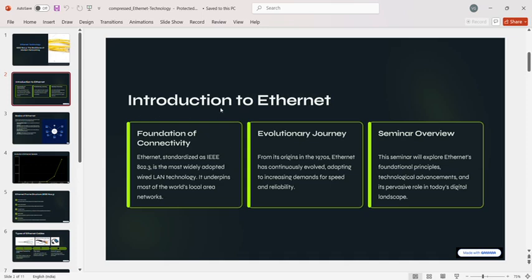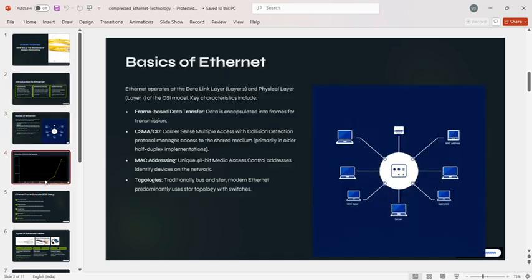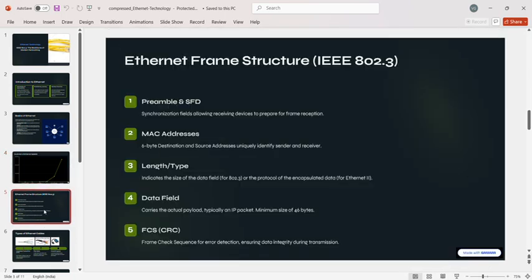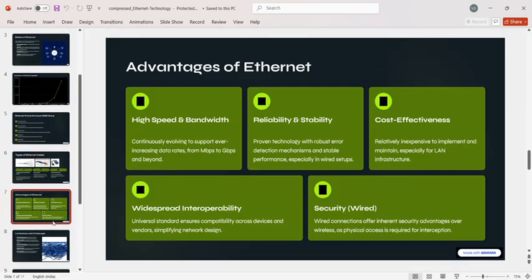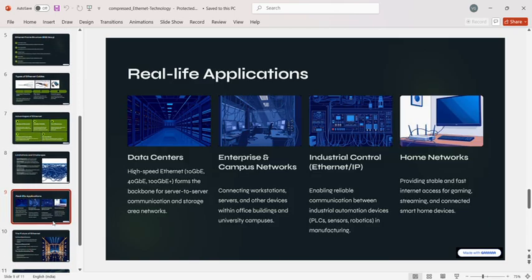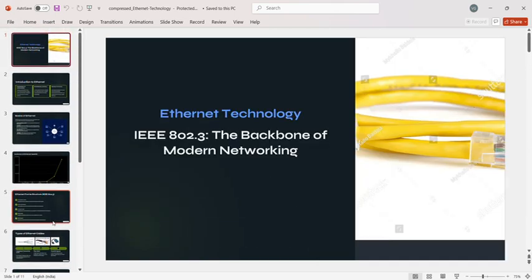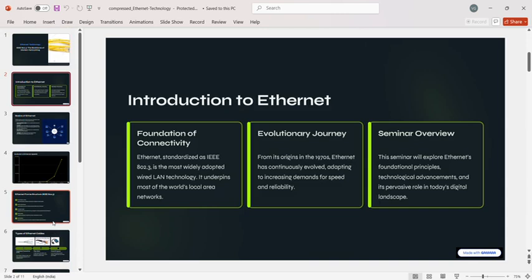First, introduction to Ethernet. In this seminar, we see the introduction of Ethernet and basics of Ethernet and its evolution, its frame structure, its types of cables, advantages, limitations, and applications. Okay, first we see the basic introduction to Ethernet, the foundation of connectivity.